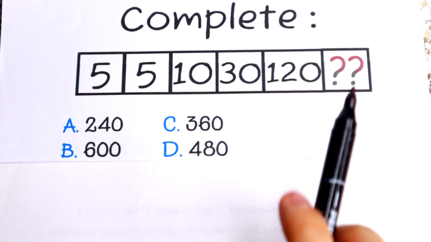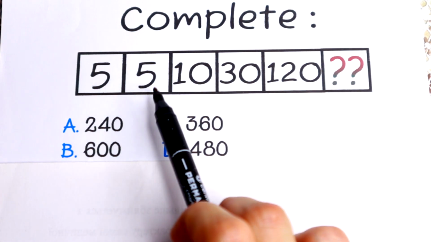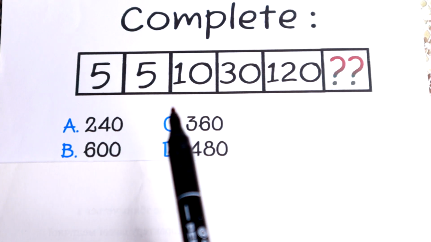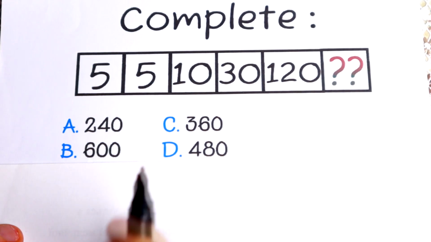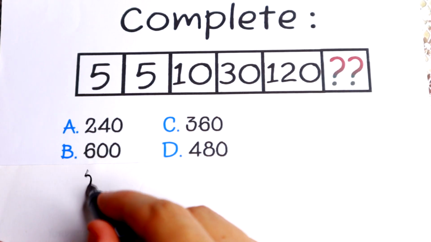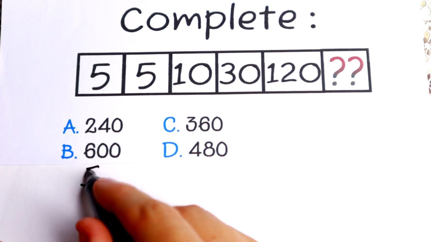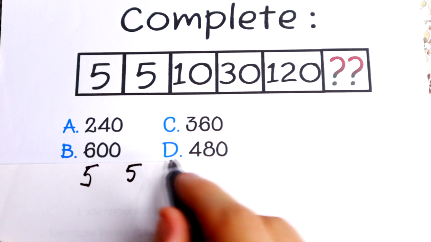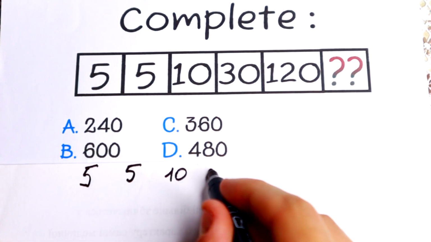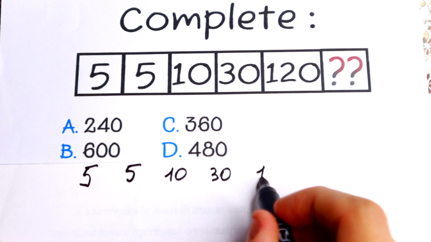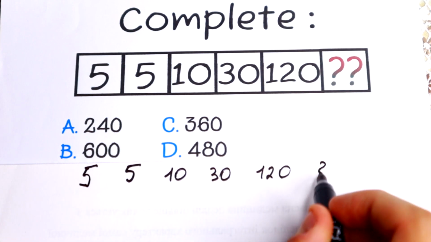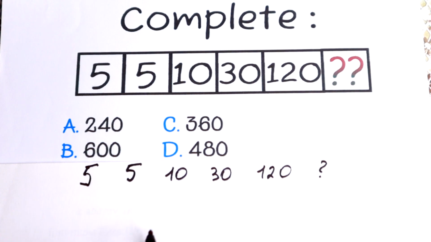So take a look. Let's solve it step by step. We have 5, 5, 10, 30, 120. So I write these numbers with these boxes right here. We have 5, we have once more 5, we have 10, we have 30, and we have 120, and we need to find the last number. What's the pattern between all of these numbers?